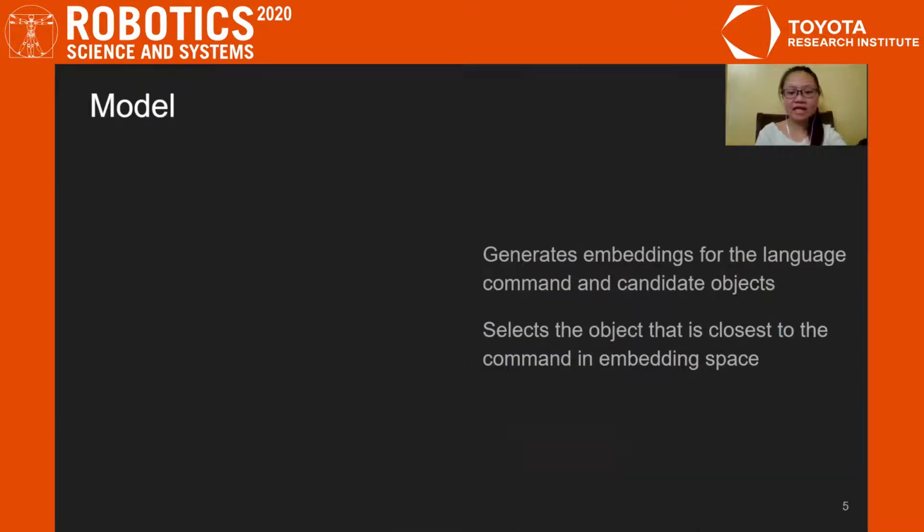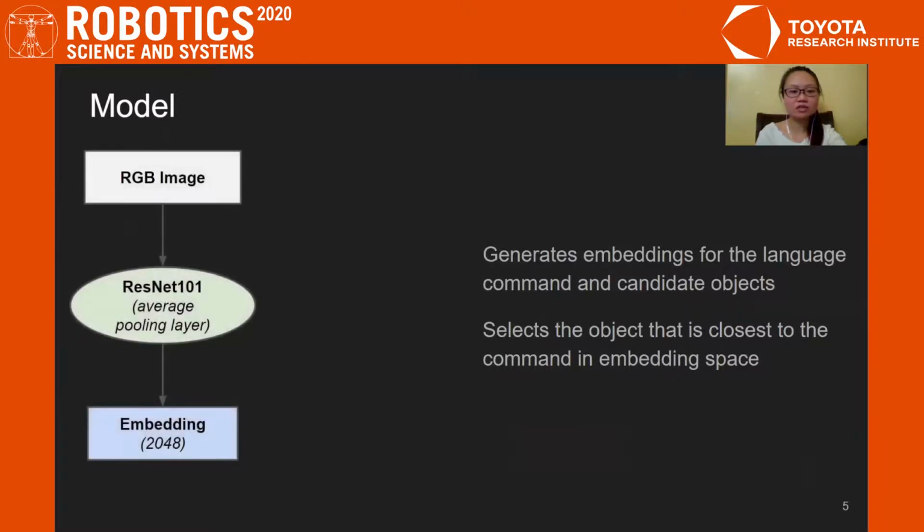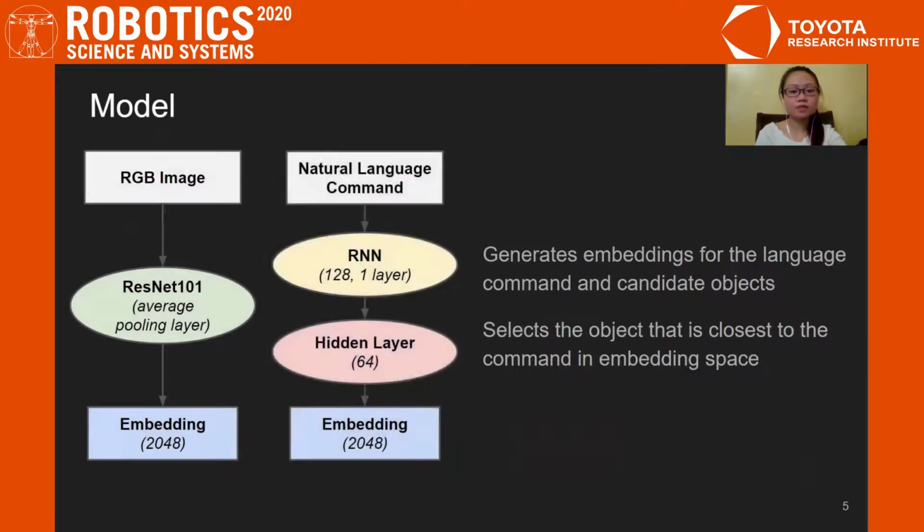Given a language command and candidate objects to choose from, our model generates embeddings for the command and objects and selects the object that is closest to the command in embedding space. Our model consists of separate image and language encoders. During training, we minimize the cosine embedding loss between the embeddings generated by our encoders to maximize the likelihood of the target image given the language command.